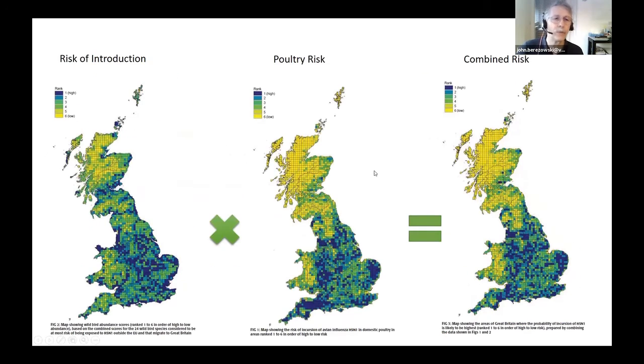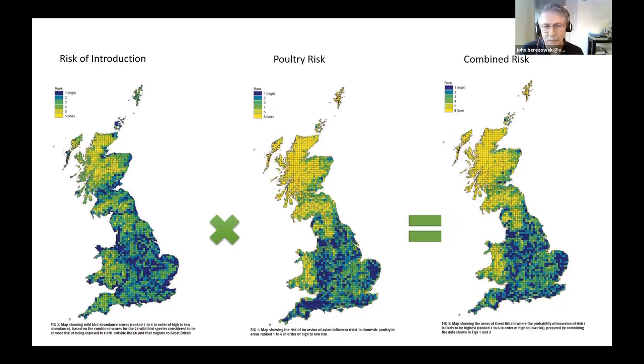And the third step was to combine the two of them. So they just took the values for each square for the wild birds times the values for each square for the poultry, and they came up with a third map, which is the combined risk. And to me, the idea is quite novel, and lots of countries do this now.